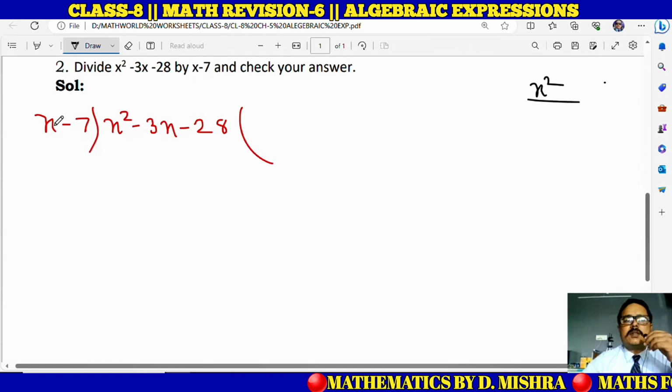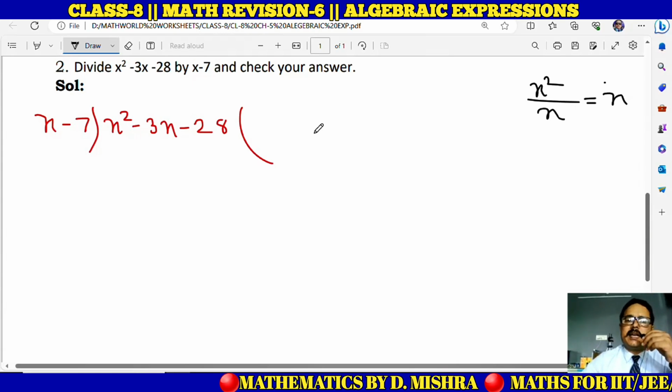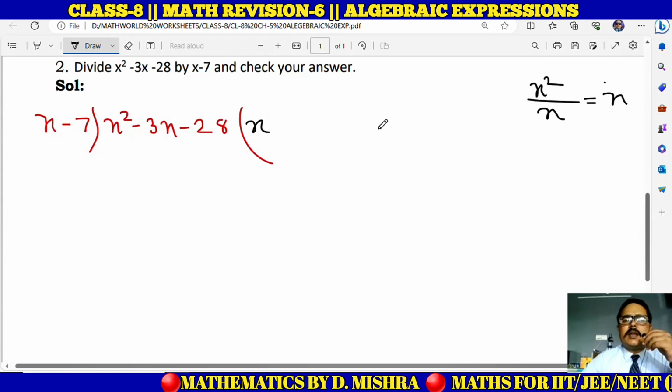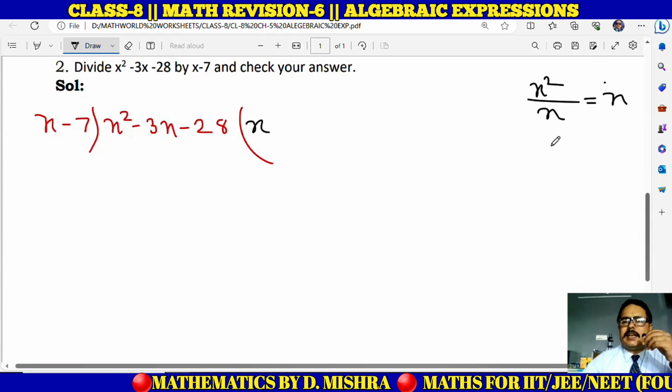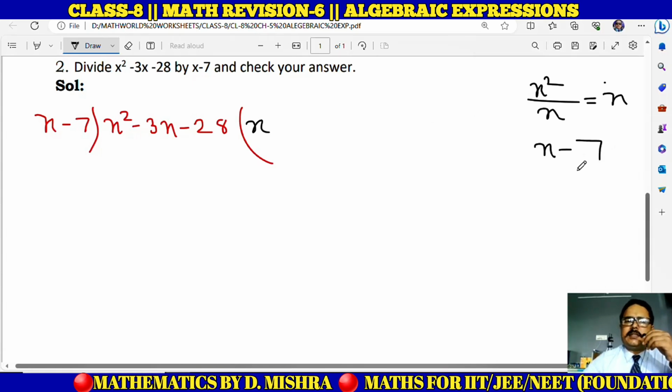Now the first term of the dividend is x square, and the first term of the divisor is x, and if you divide x square by x then you will get x. So the first term of the quotient will be x. So this is a way by which you can find the term of the quotient if you don't understand.